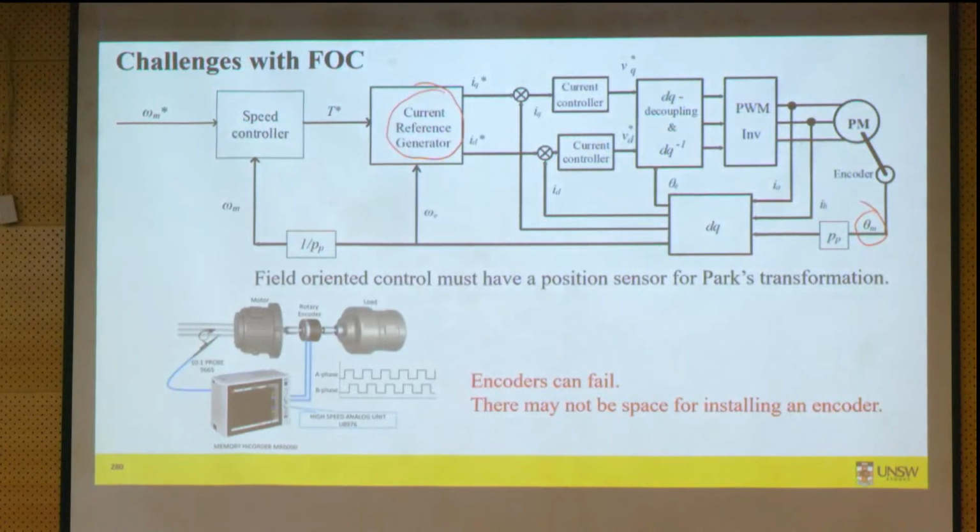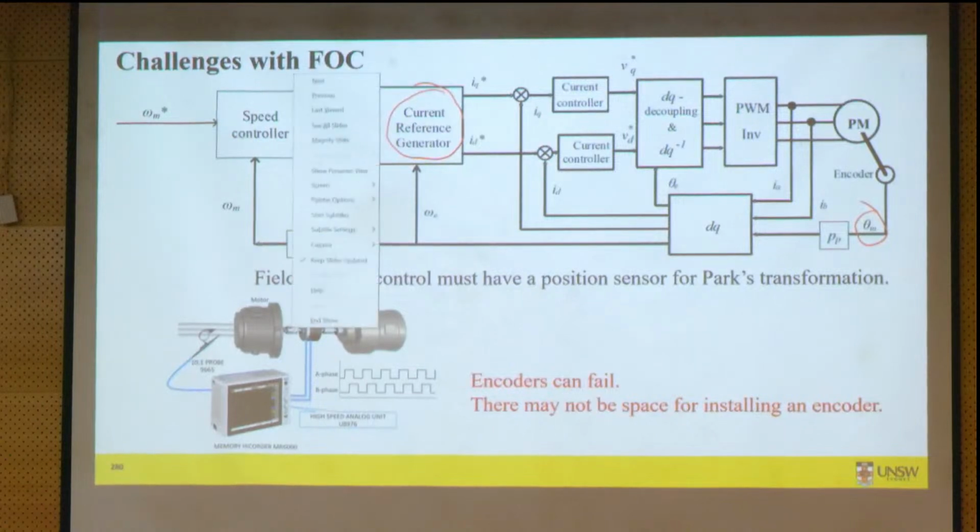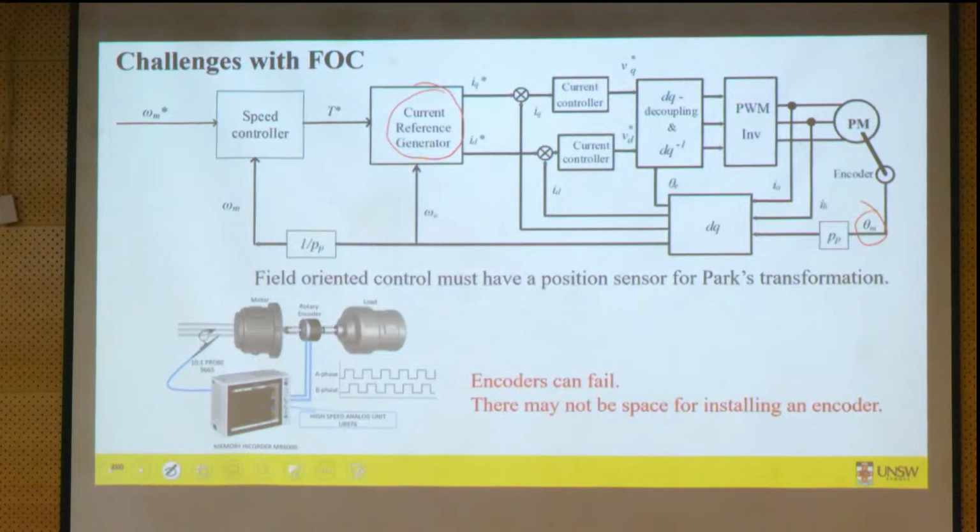And there are some applications where you may not even have space to install the encoder. So here you are seeing where the encoder is. If your load is very close to your motor, you may not even have space to install an encoder. So there are situations where there is no encoder or there is a possibility of encoder failure, especially in safety critical applications. If the encoder fails, your controller fails, and it could be very, very risky. So for those types of applications, we need to have some kind of alternative, right?